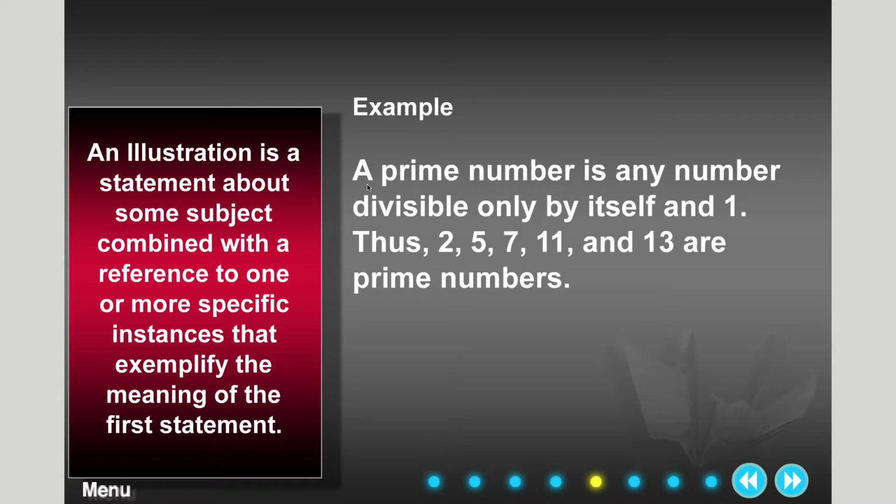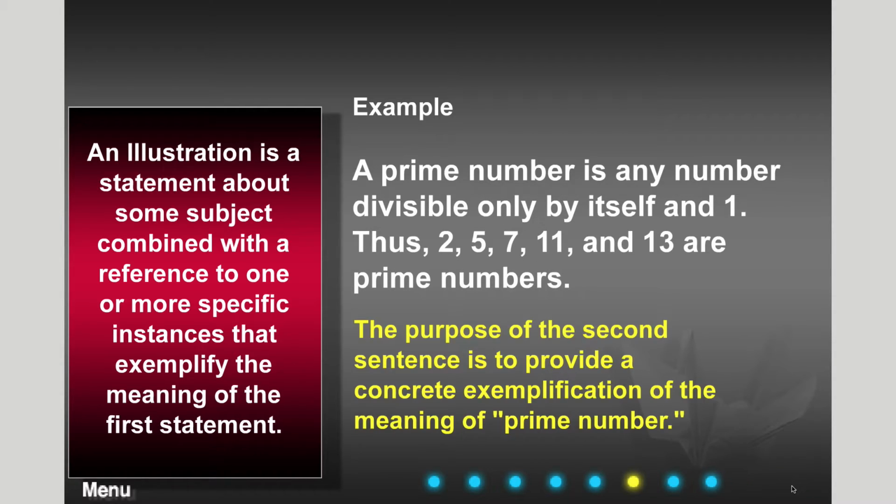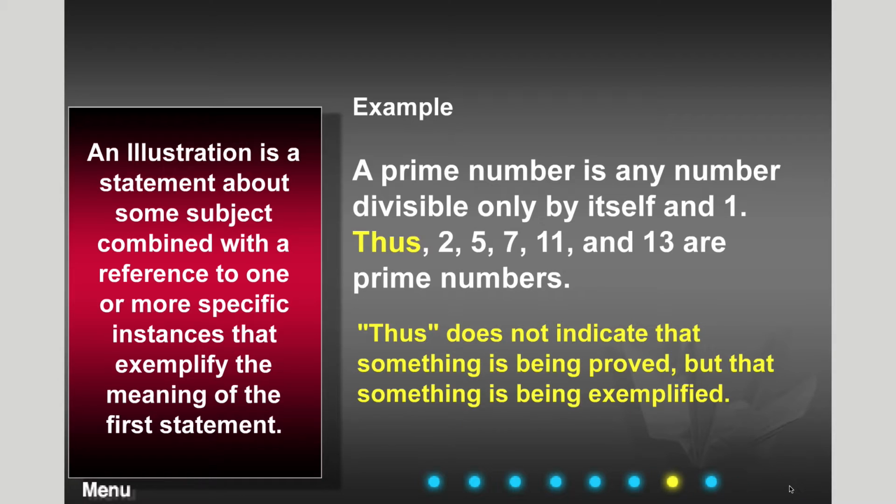A prime number is any number divisible by itself and 1. Thus, 2, 5, 7, 11, and 13 are prime numbers. It's not an argument. It's not a premise in an argument. Basically, an illustration says, here are examples of what we're talking about in the first sentence. The purpose of the second sentence is to provide a concrete example of what prime numbers are. Here are some examples. Thus does not indicate that something is being proved, but rather that here are some examples based upon the first sentence.